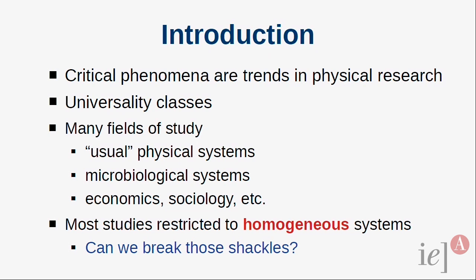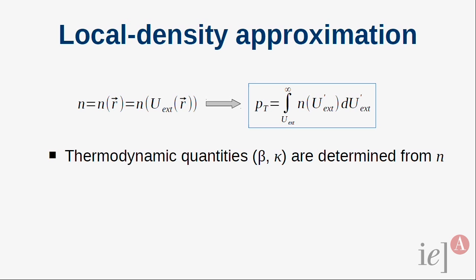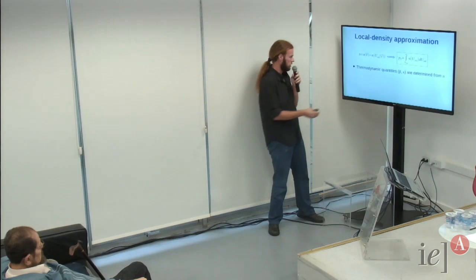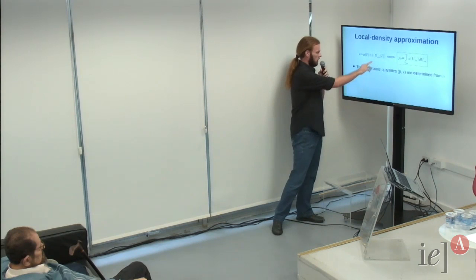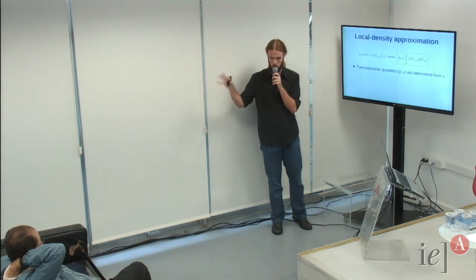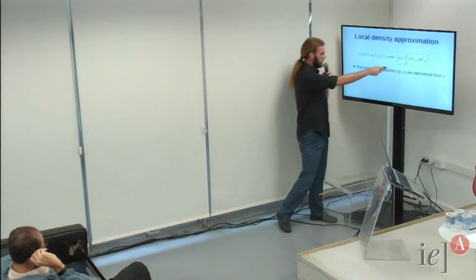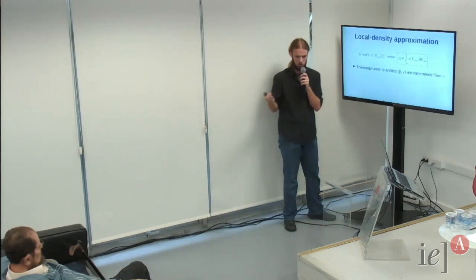So the best known approach for studying non-homogeneous systems is the local density approach. Basically, the idea is to write down, let's say we have a physical system that has some density. Let's think about a fluid like a gas or even a simple liquid. We have a density, and we can express this density as a function of the external potential that the fluid is undergoing. So we can express its total pressure as an integral of this density in the potential. And this has units of pressure. It's quite easy to check here.